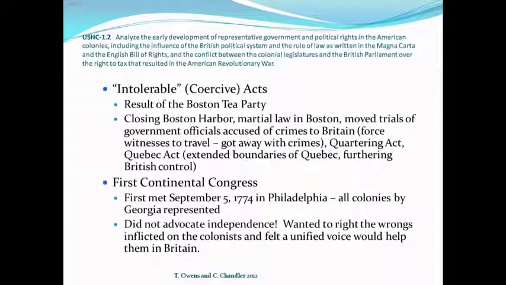They also passed the Quartering Act, where the Bostonians had to let them stay in their houses, and the Quebec Act, which gave the Quebec province more control and the British more control over the colonies. In response, the colonies met together for the first time in a Continental Congress. They do not want independence. That's a misconception. They really want to try to fix the problems and create a unified voice so the British will listen to them.